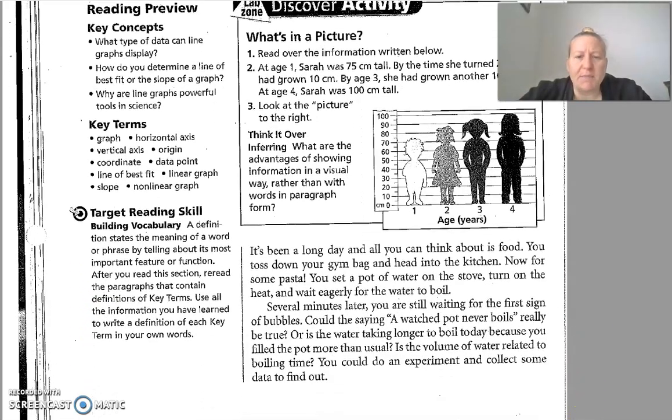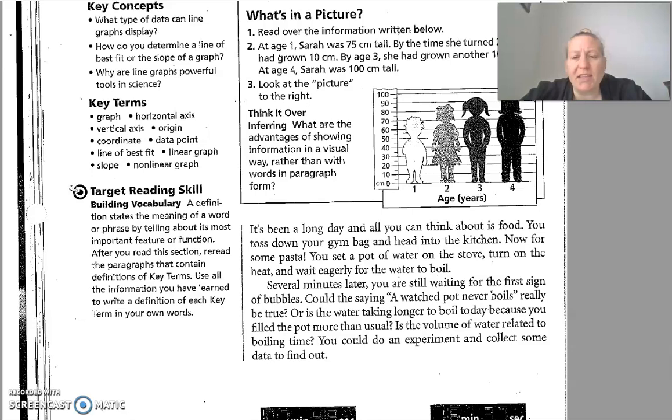All right, it's been a long day and all you can think about is food. You toss down your gym bag and head into the kitchen. Now for some pasta. You set a pot of water on the stove and turn on the heat and wait eagerly for the water to boil. Several minutes later, you are still waiting for the first sign of bubbles.